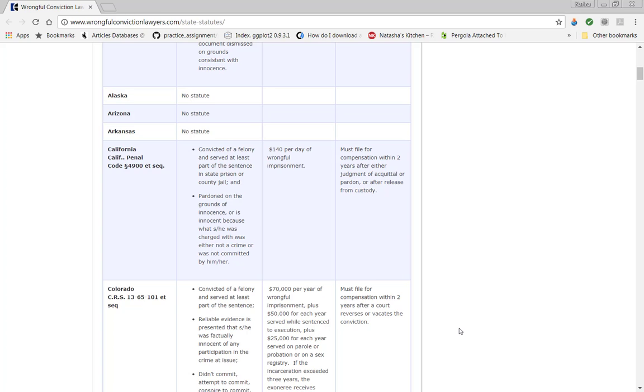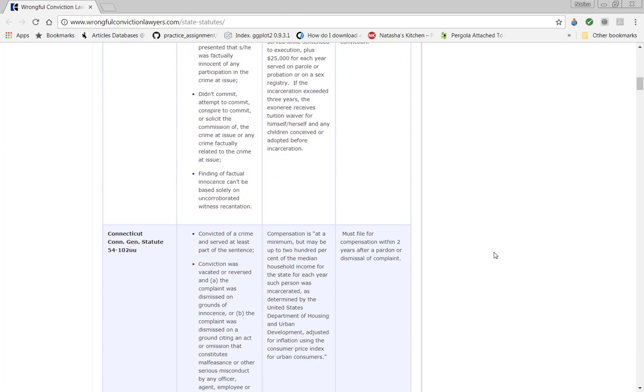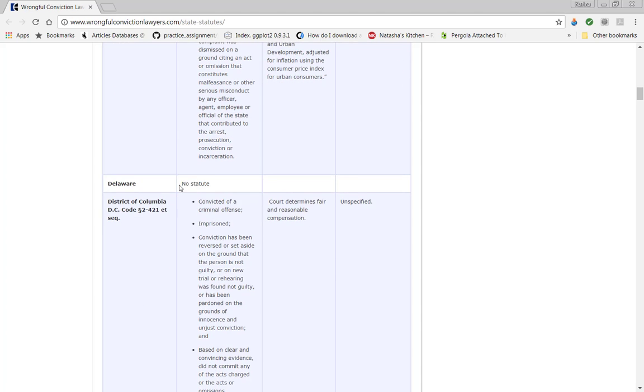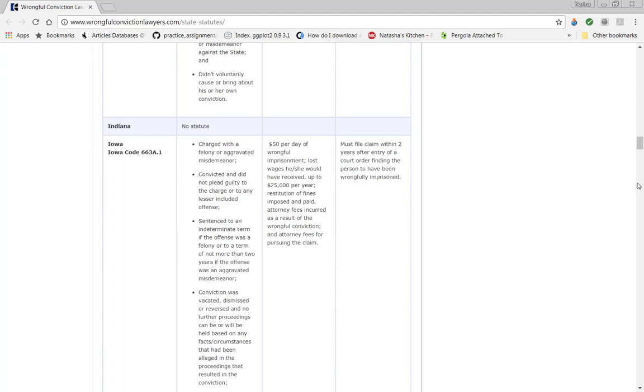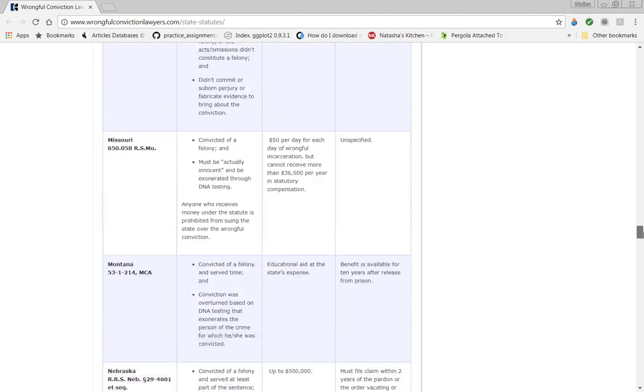if you look at Colorado, it's $70,000 per year for wrongful imprisonment plus $50,000 for each year served while sentenced to execution. Okay, so more if it's a death penalty case, and so forth and so on. California has $140 per day of wrongful imprisonment. And again, by the way, there are instructions you have to file within a certain amount of time, so that's something that you need to know. But I find that states are not necessarily as I would predict. For example, Delaware has no statute at all, so there is no post-conviction compensation.